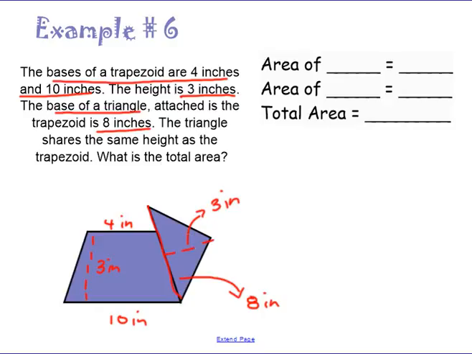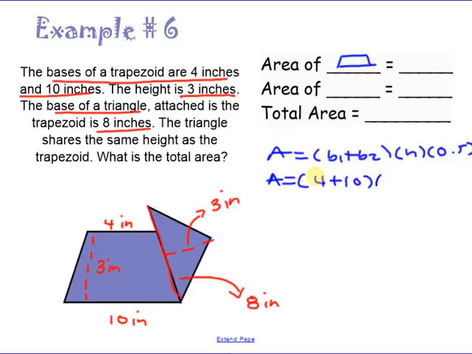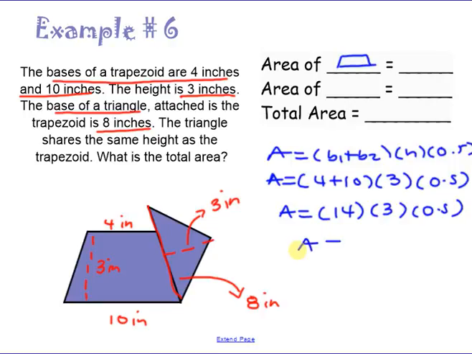Now let's go ahead and calculate the area. So I'm going to do the area of the trapezoid first. So area equals base 1 plus base 2 times the height times 0.5. Area equals, so base 1 is 4 plus base 2 is 10. The height is 3 times 0.5. Area equals 4 plus 10 is 14. Bring down the rest of the problem. And when I multiply all of that together, I'm going to get 21 inches squared.